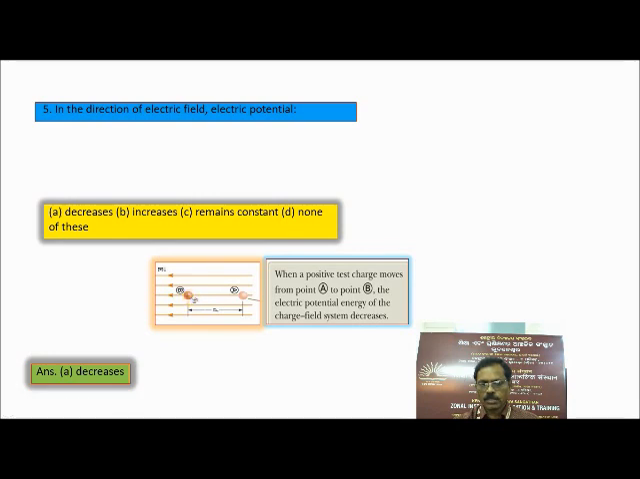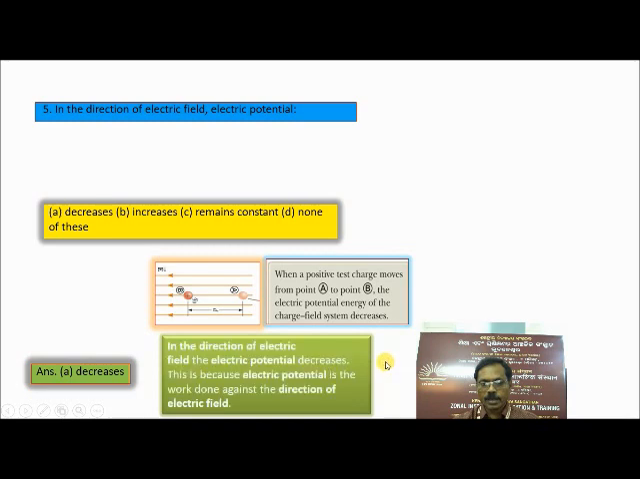energy of the charge, and that is decreasing because it moves against the direction of the field. So the correct explanation is here: in the direction of the electric field, the electric potential decreases. This is because electric potential is the work done against the direction of the electric field, naturally.